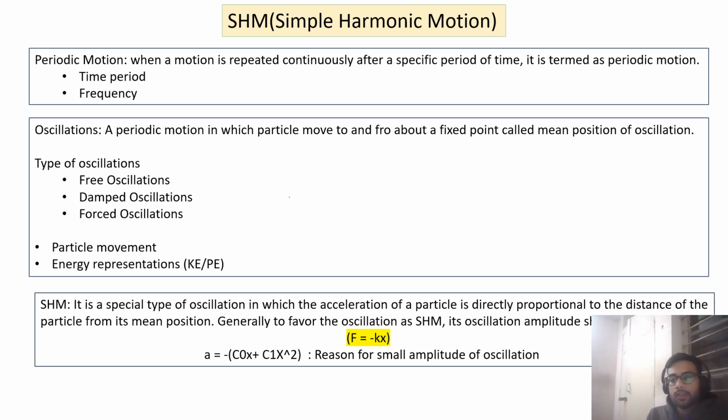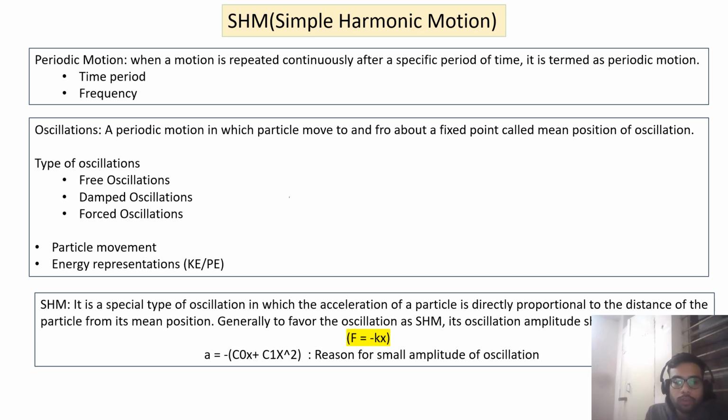Frequency is defined as the number of oscillations or the number of events or motions which take place in 1 second. So by using a unitary proportion, we can calculate frequency, which will be equal to 1 by T per second. The other term that we will generally come across is oscillation. Oscillation is a specific kind of periodic motion in which a particle moves to and fro about a fixed point called the mean position of oscillation.